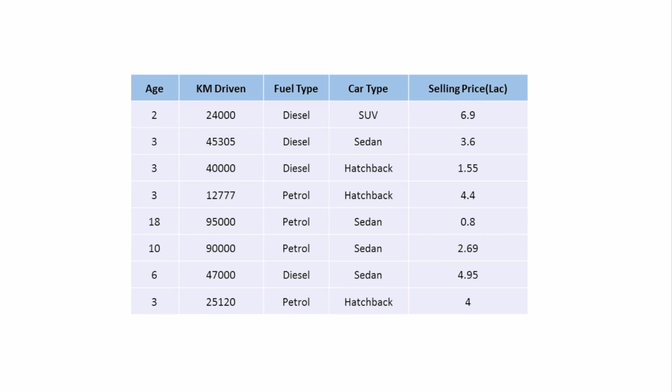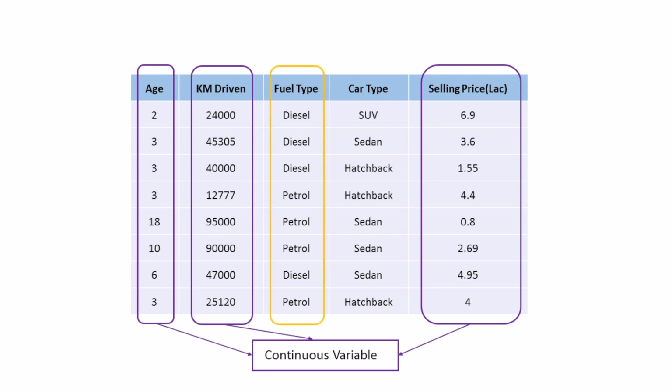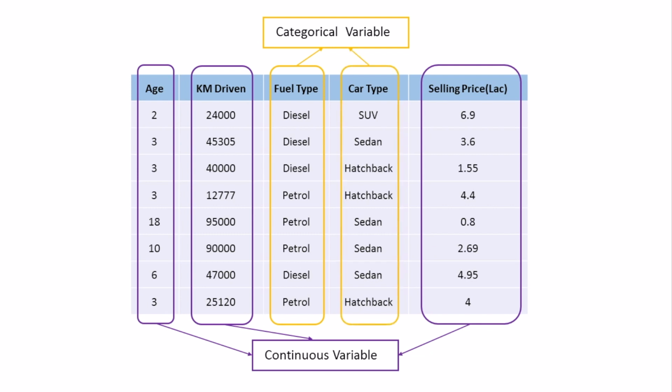Here the values for variables like age, kilometers driven, and price are continuous. That is, we cannot count the number of different possible values. But fuel type's value can be either petrol or diesel for this dataset. This type of variable is called a categorical variable, which can take on one of a limited set of possible values. Can you guess if car type is a continuous or categorical variable? If you said it's categorical, you are absolutely right.